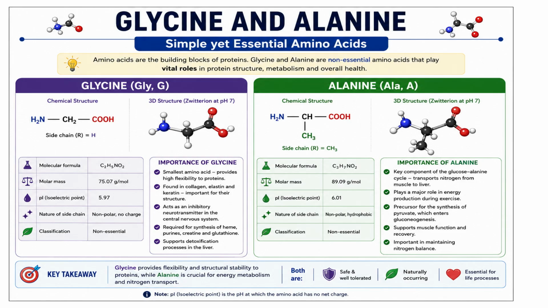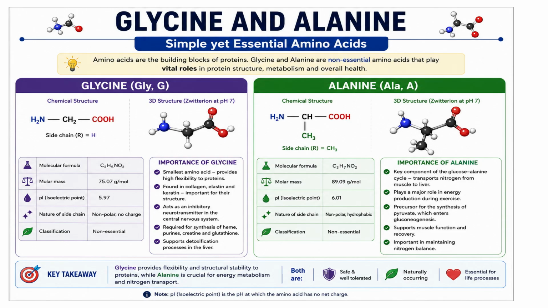It is particularly abundant in collagen, where it occurs at every third position and is essential for the collagen triple helix structure. Glycine also participates in the synthesis of heme, purines, creatine, and glutathione, and contributes to neurotransmission in the central nervous system. Its isoelectric point, pI, is approximately 5.97.